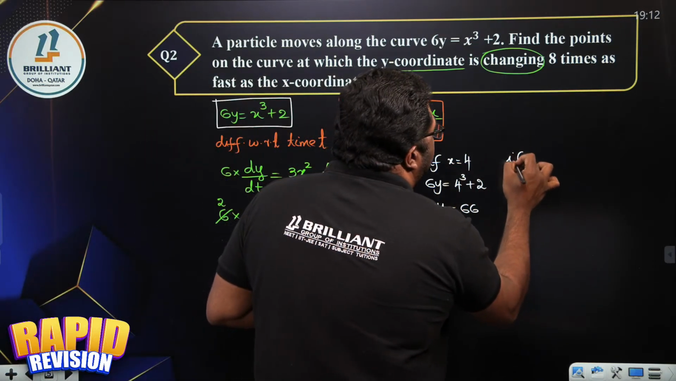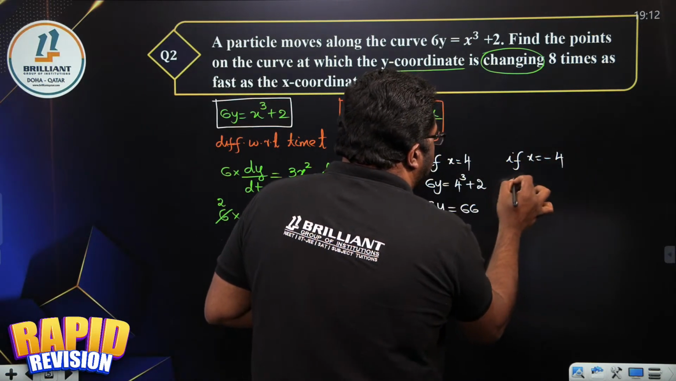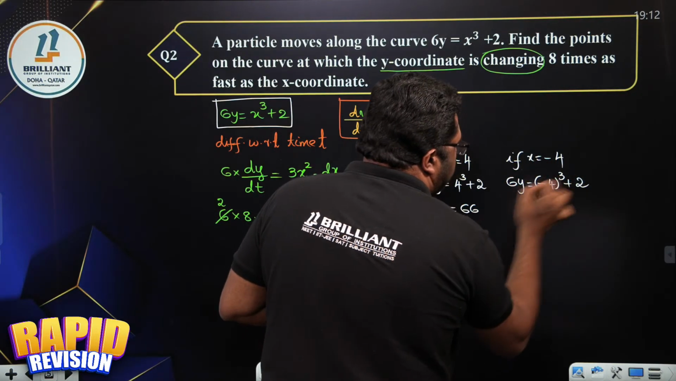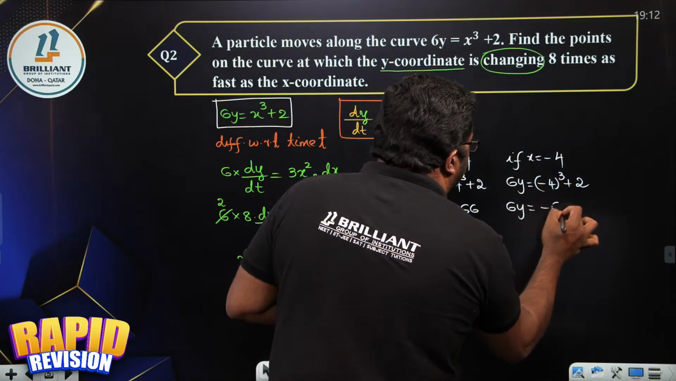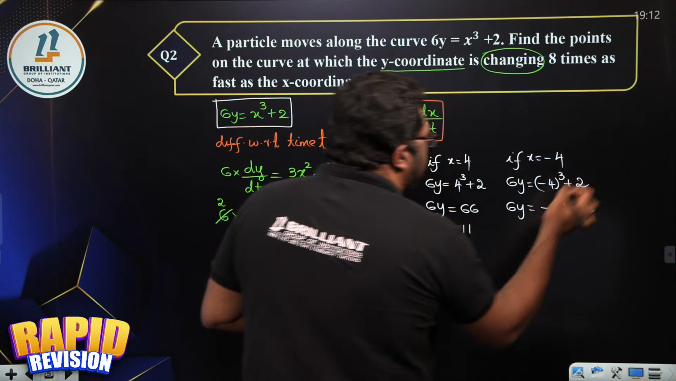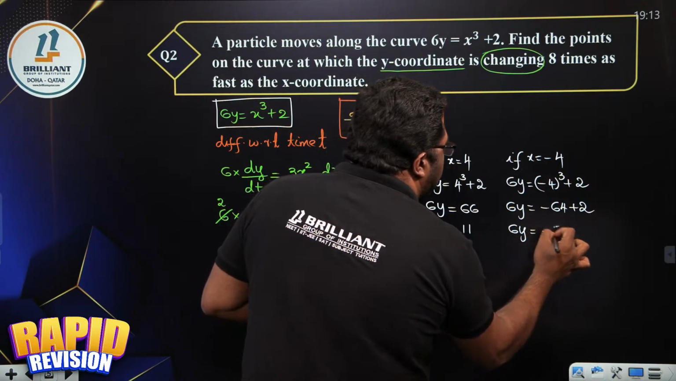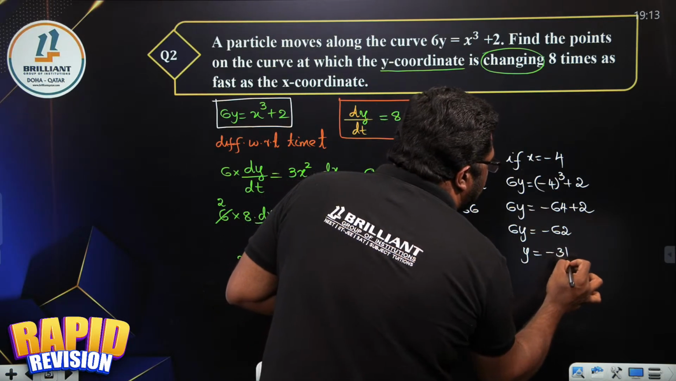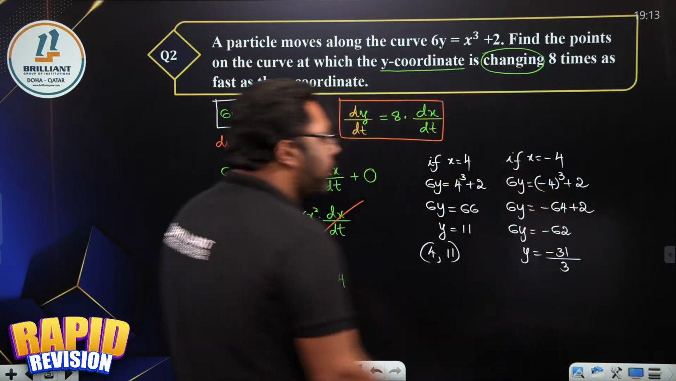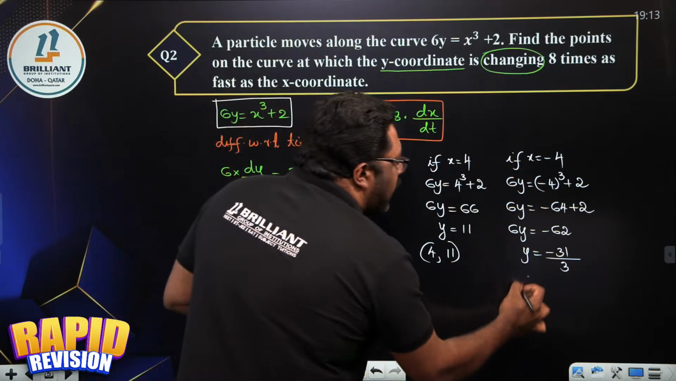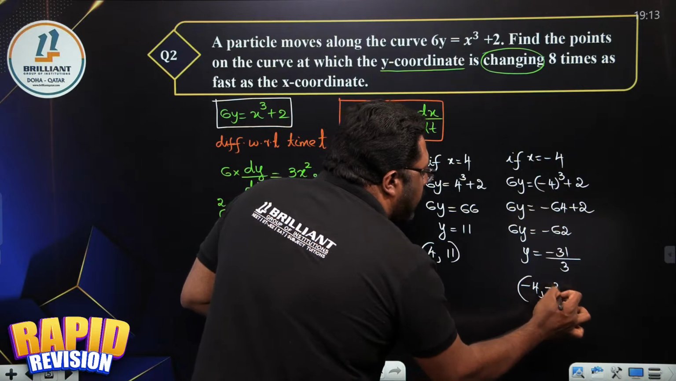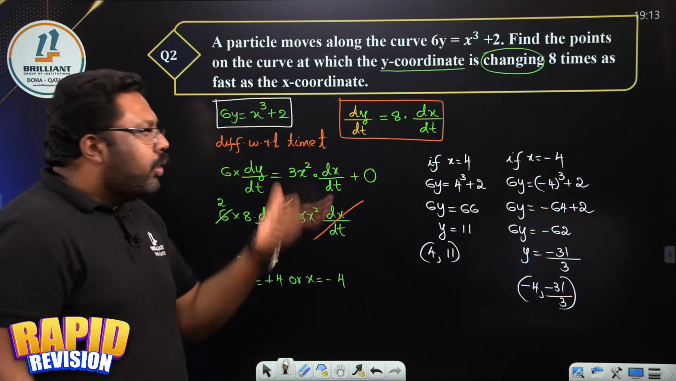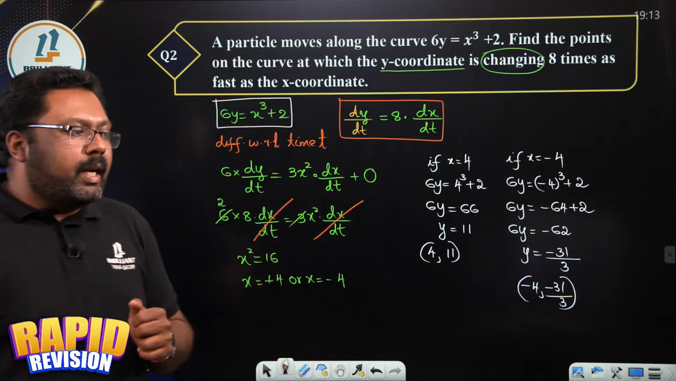Now if x is equal to negative 4, 6y is equal to negative 4 cubed plus 2. 6y is equal to minus 64 plus 2. 6y is equal to minus 62. Y is equal to minus 31 by 3. So the second point where this change happens is (minus 4, minus 31 by 3). Okay, study the question. A very good question to be asked.